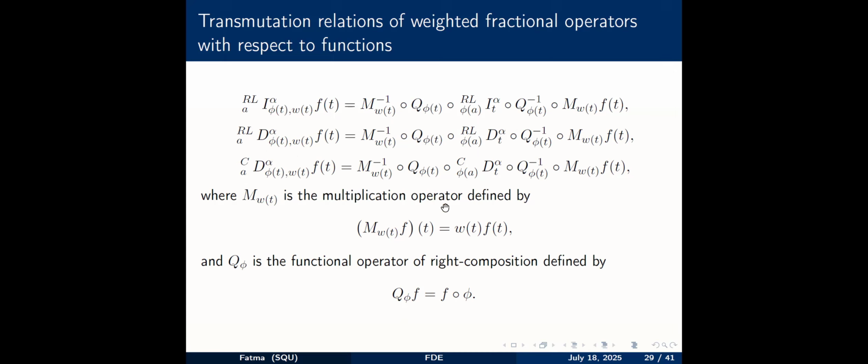W is the multiplication operator. So M_W, if you apply it to the function, it will be the weight times the function, where Q_phi is the functional operator of right composition. So if we apply Q to the function F, it will be F composed with this function.